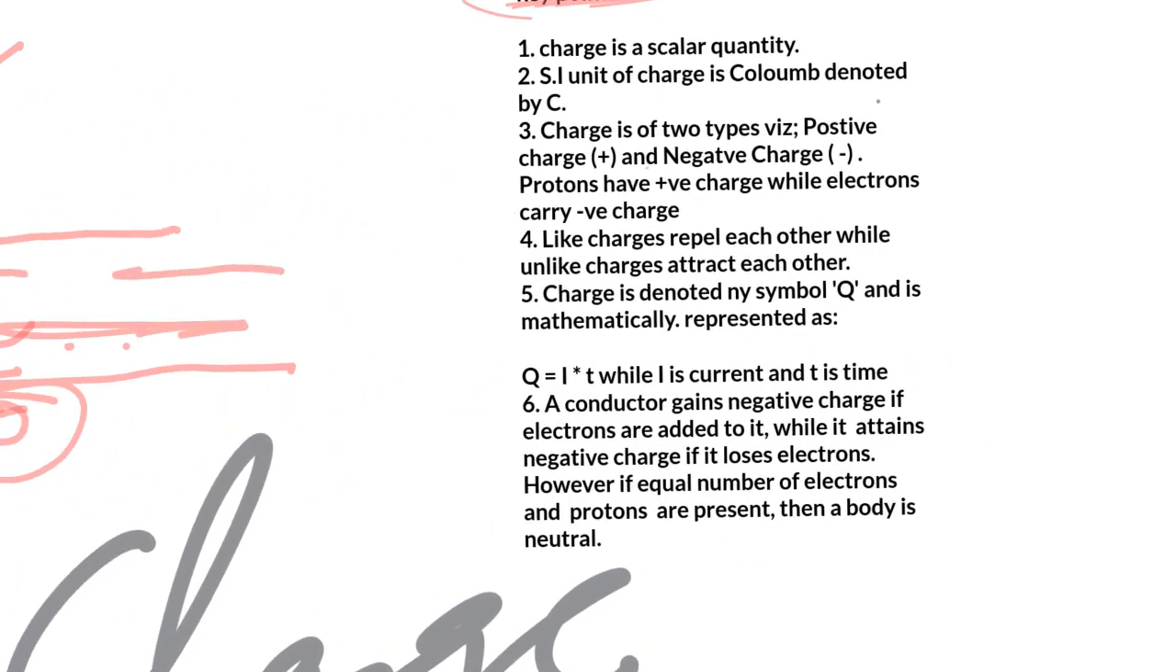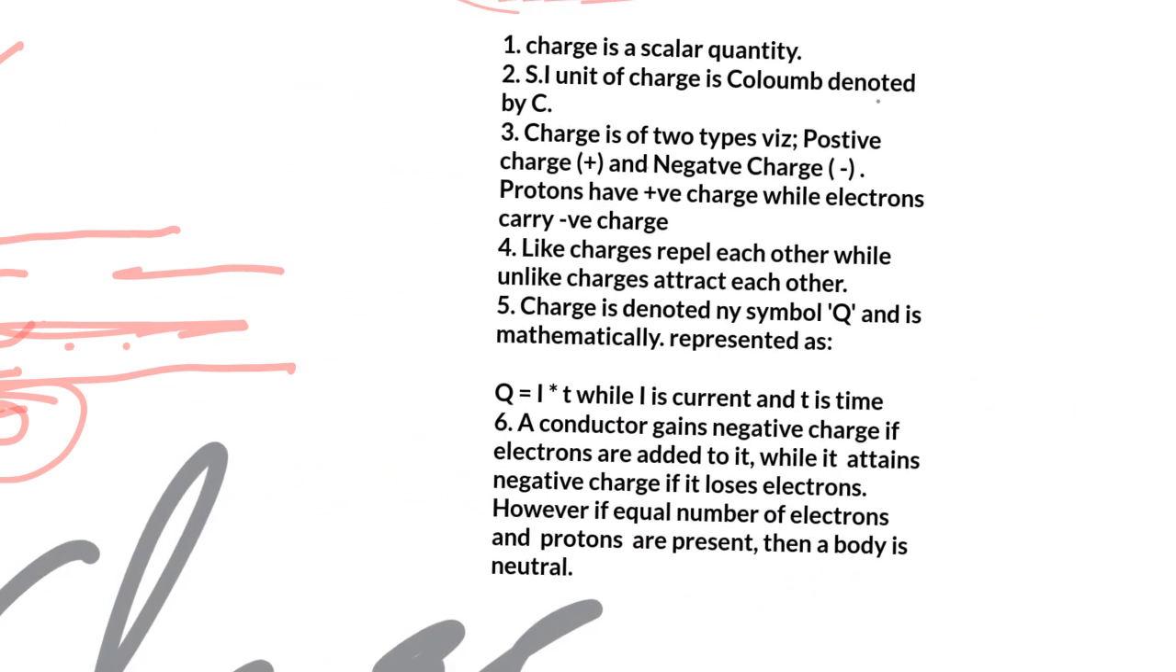So these are the key pointers here. Charge is a scalar quantity. SI unit of charge is coulomb. Charge is of two types, positive and negative. Like charges repel each other, unlike charges attract each other. Charge is denoted by symbol Q, and mathematically you can write Q is equal to the product of current and time. A conductor gains negative charge if electrons are added to it, while it gains a positive charge if it loses electrons. If it has equal numbers of positive and negative charge, it will be neutral. This is the concept of charge.